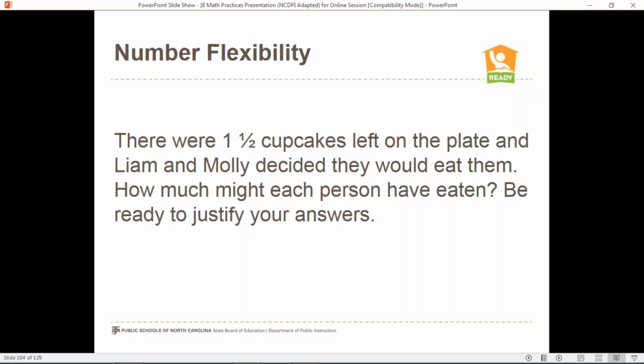So thinking through that, it becomes a little bit more cognitively demanding because of the numbers that we're using. So ultimately, we're looking at can students decompose 1.5? So how many different ways can I make 1.5? Well, we know there's an infinite number of ways. So just think through that for a second, right? Think about how would you solve it and how do you think some of your kids would solve it?